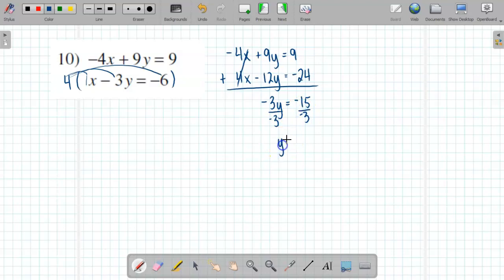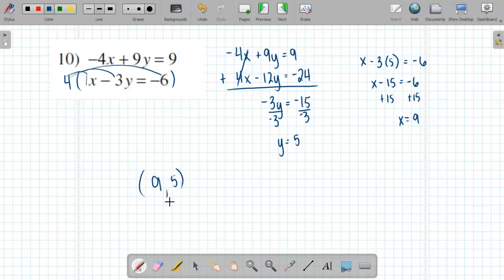And so y equals positive 5 here. And then I'm going to do like I did on the last problem. I'm going to plug in that 5. I think I'll use the bottom equation this time. x minus 3 times 5 equals negative 6. So x minus 15 equals negative 6. I'm going to add 15 to both sides. So I get x equals 9. So my answer to this problem is 9, 5.